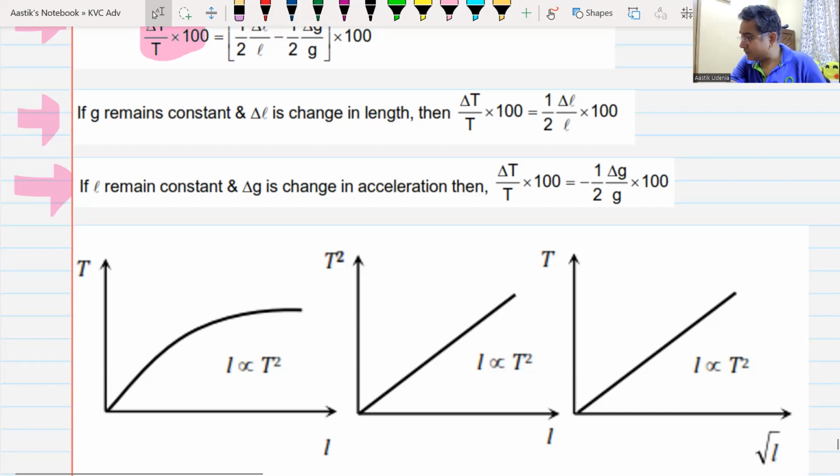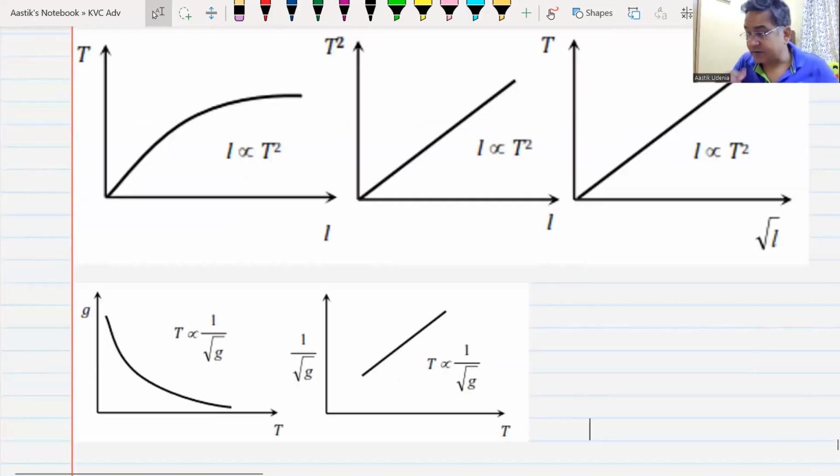Do we understand these graphs? Yes or no? You're noting down? Note down the graphs for variation in G with variation in time period with G also. So the graphs are like this. I'll give you 2 minutes to note them down. Okay, so we have seen the variation in time period.